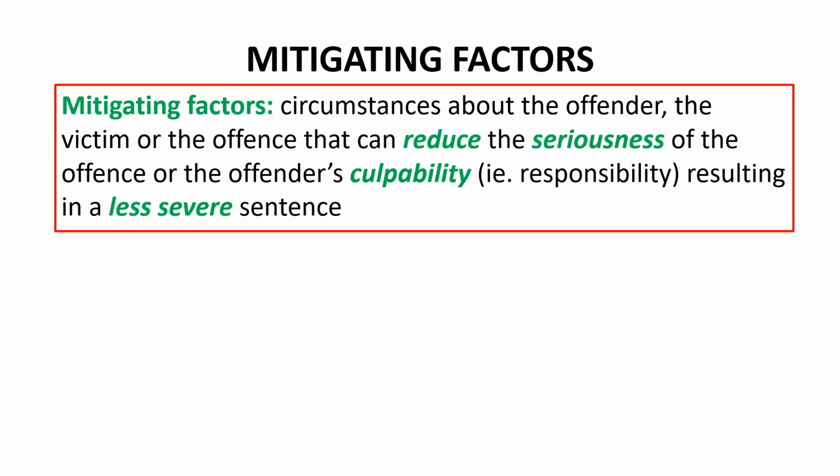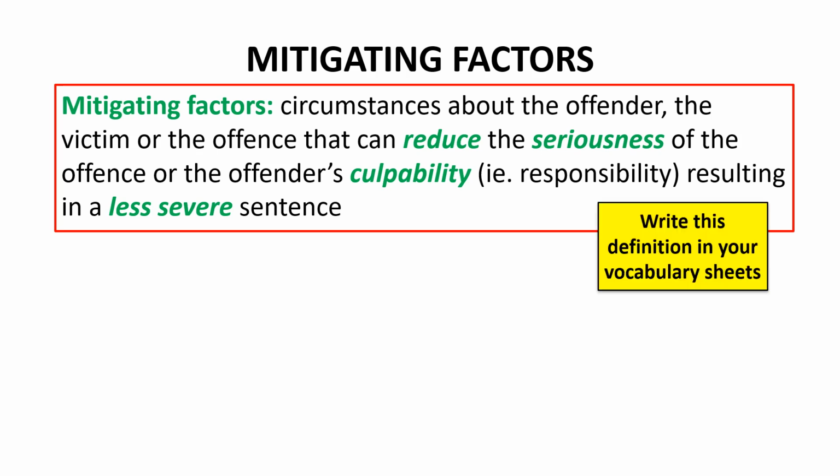The second sentencing factor is mitigating factors. Mitigating factors are circumstances about the offender, the victim, or the offence that can reduce the seriousness of the offence or the offender's culpability, that is, the offender's responsibility, resulting in a less severe sentence.